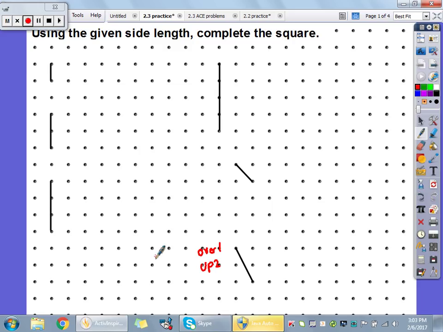So instead of going over 1, we're going to go up 1. And instead of going up 2, we're going to go over 2. Okay, so now we're going to go up 1 and over 2. And we're going to do the same thing from this bottom. So up 1 and over 2.